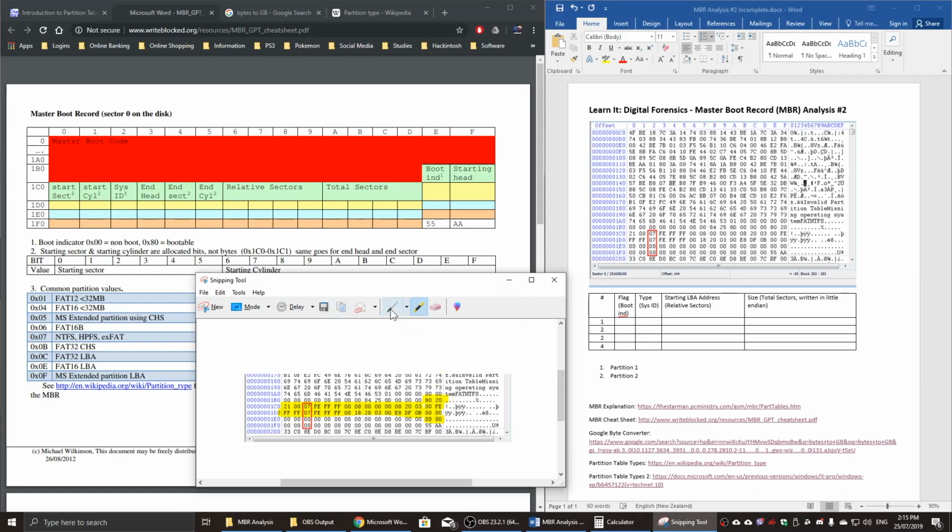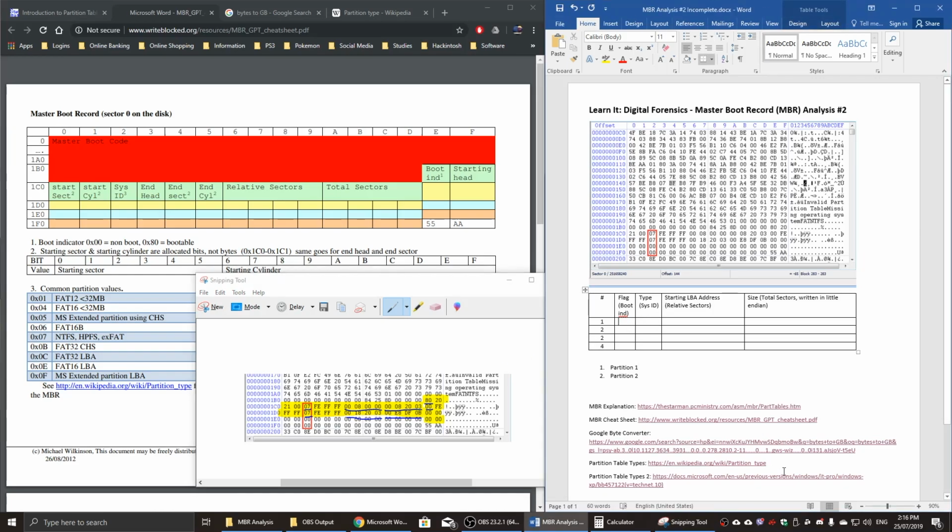Cool, so the information I'm going to be extracting is the same four pieces of information. I'm going to be extracting the boot indicator of both the partitions, and I'm going to be extracting the system ID of both the partitions. And I'm going to be also extracting the relative sectors, which is the starting LBA address of both the partitions, and then the size information of both of the partitions. Cool, so I'm going to start writing it out in my table.